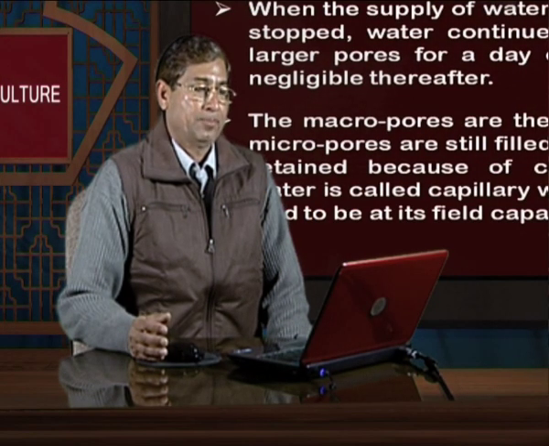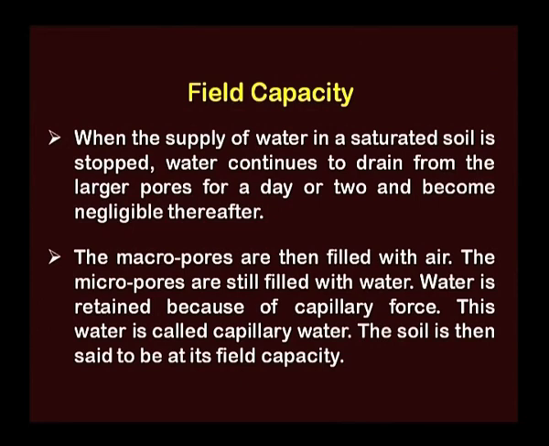Field capacity. When the supply of water in a saturated soil is stopped, water continues to drain from the larger pores for a day or two and becomes negligible thereafter. The macropores are then filled with air. The micropores are still filled with water. Water is retained because of capillary force. This water is called capillary water. The soil is then said to be at its field capacity.